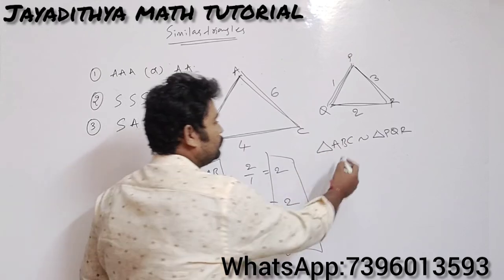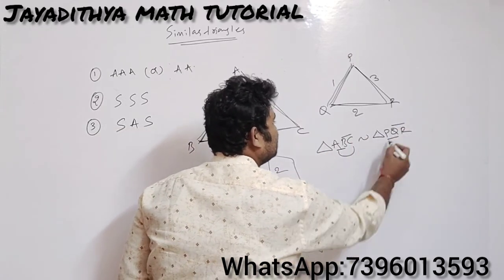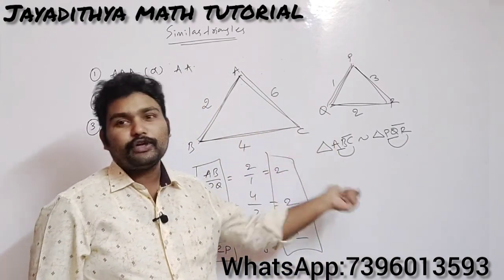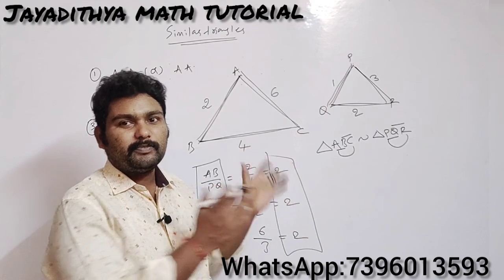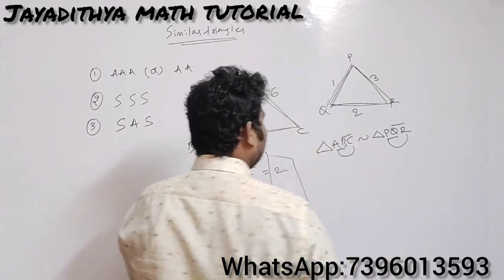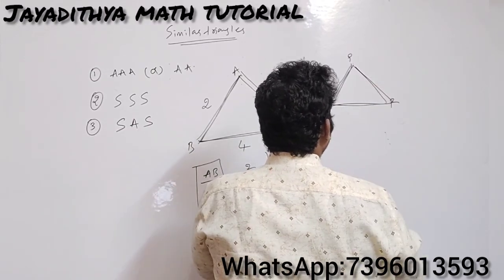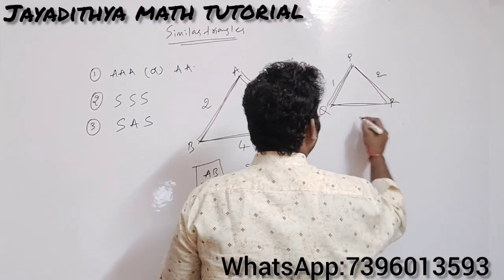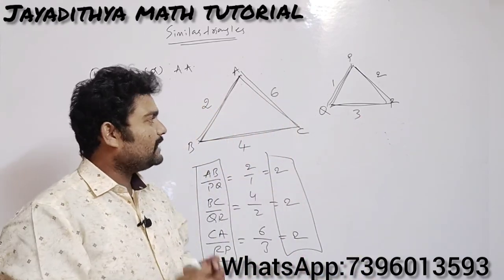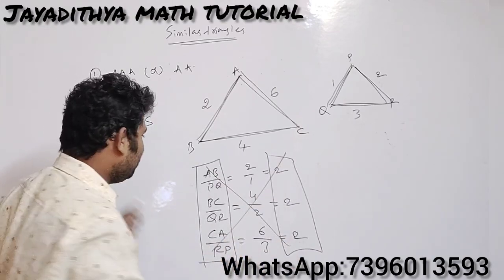So you can also see AB corresponds to PQ, BC corresponds to QR, and AC corresponds to PR. If you observe the figure, it should tally, and even in the notation, your corresponding sides must tally, or else your notation will be wrong. For example, if the sides are different, say PR is 2 and QR is 3, then this will all be wrong, right? So here the sides will be changed.